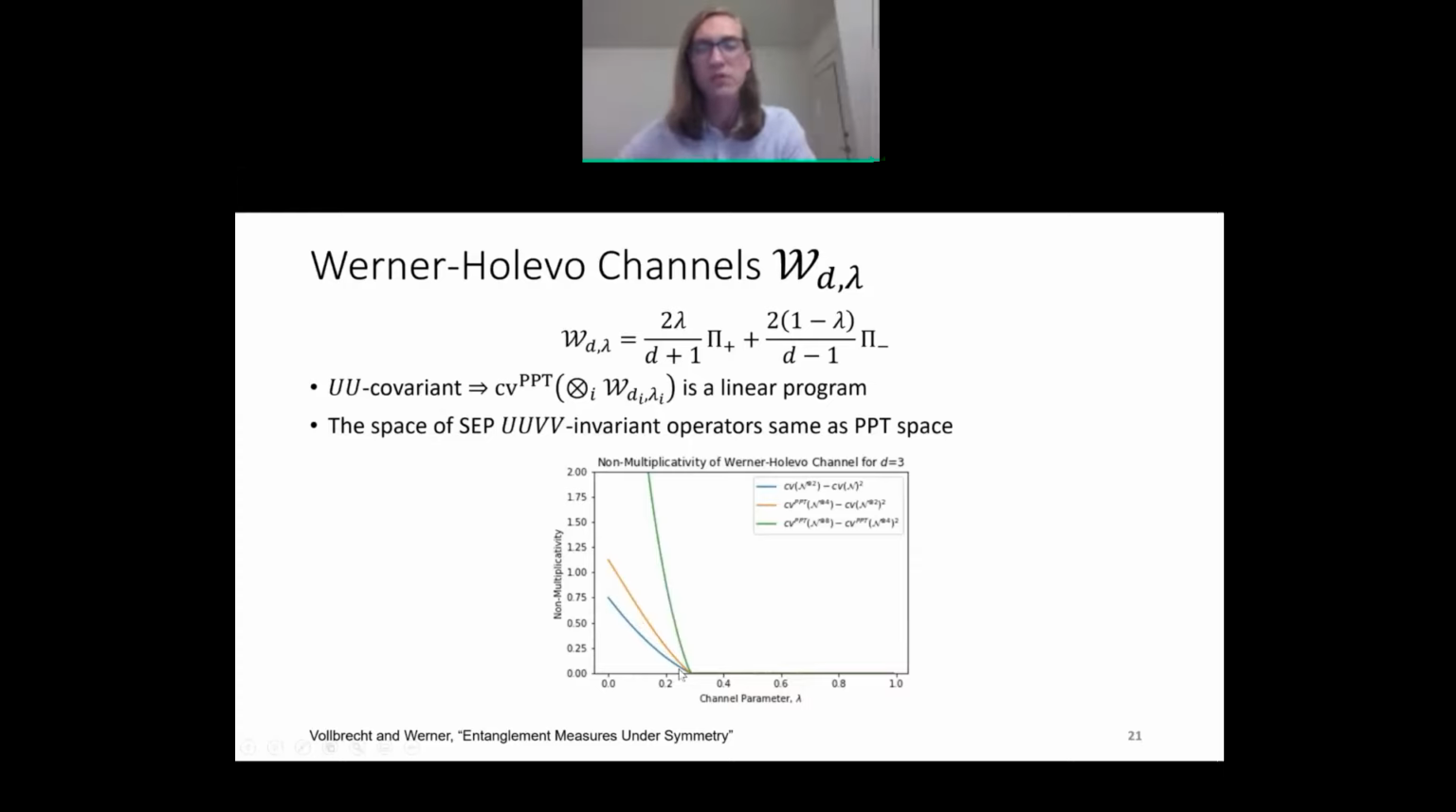The blue line is for two copies of the Werner-Holevo channel. For higher numbers of copies, we only know that we have the CVPPT. But what's interesting here is that all of the non-multiplicativity dies out at 0.3 for the channel parameter, but we know that these channels are not entanglement breaking, but also not co-positive until 0.5. And so there seems to be some much stronger condition for the non-multiplicativity to arise.